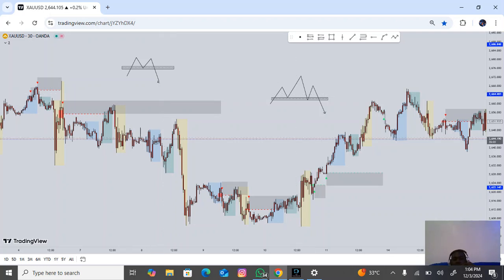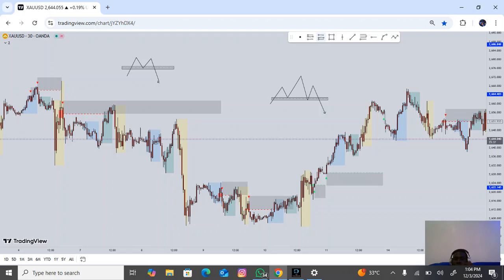Now I'm going to be talking about a few of them, the most common ones. There are so many, but I'm going to be talking about the most commonly used ones, and it's very easy to identify and spot them. So first, I'm going to be talking about the double top and the double bottom.